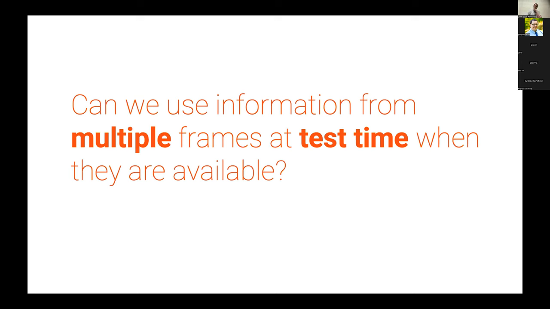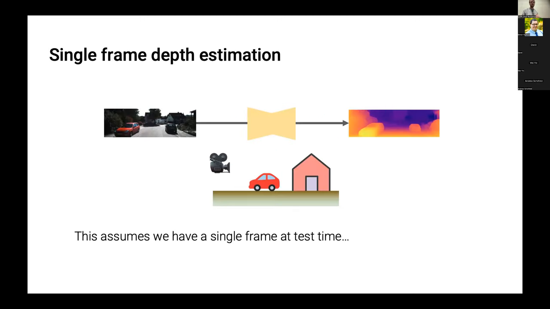Okay, so I want to talk a bit about a paper we worked on, I guess two years ago at this point, which was addressing an obvious question that arises in the context of monocular depth estimation. Yes, we want methods that just take a single image as input and predict the depth, but in practice, we also often have multiple frames at test time. So how can we use those multiple frames when they're available to do a better job of estimating the depth?